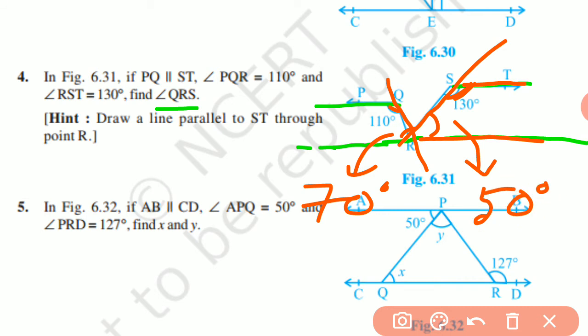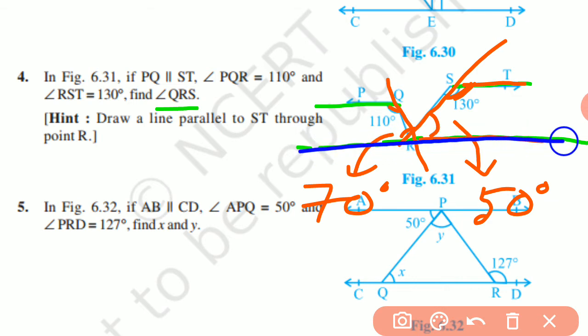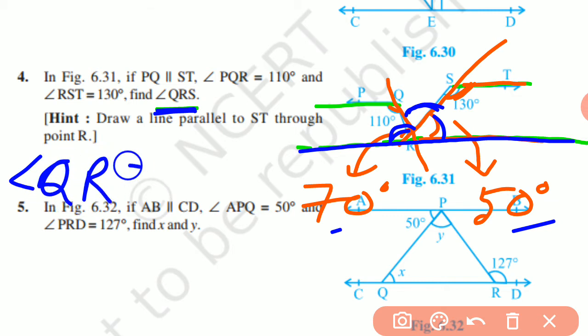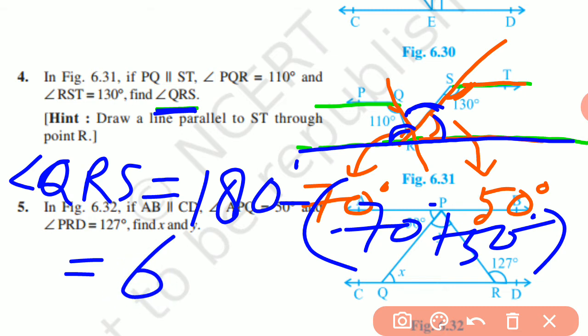And in a straight line, the sum of all angles will be 180 degrees. This is a straight line, and this angle is 70 degrees, and this angle is 50 degrees. Our aim is to find this angle QRS, so angle QRS equals 180 minus (70 plus 50). So it becomes 180 minus 120, which is 60 degrees. The answer of this angle will be 60 degrees. This is the answer of this question.